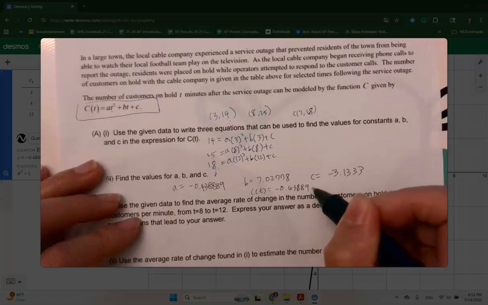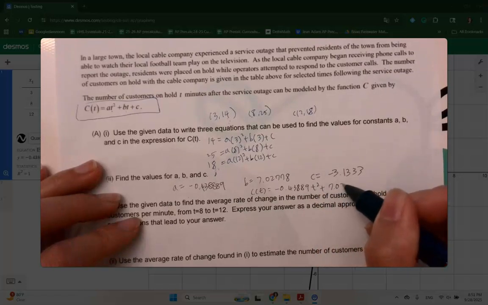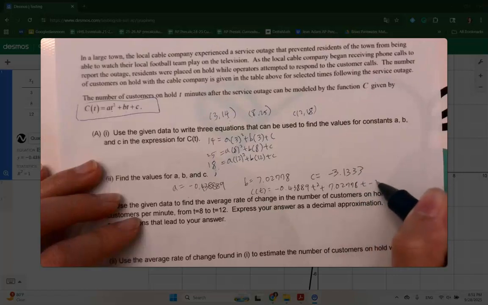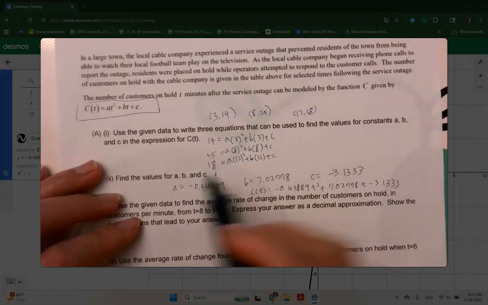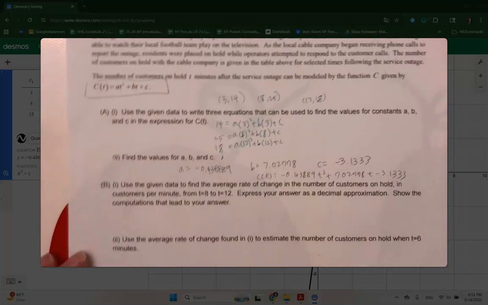A t squared plus B t plus C. So you can write A and B and C separately, or just put the whole function together like that.